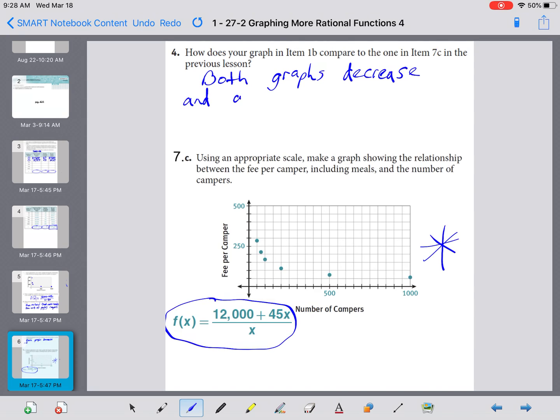And both graphs approach a y value of 45. Okay, right? We're talking about that y value of 45. Even if a ton of kids go, they're still going to have to pay a little bit. They're each going to have to pay $45 for the food and then a little bit for the camp. The more people go, the smaller the amount above 45 we have to pay.